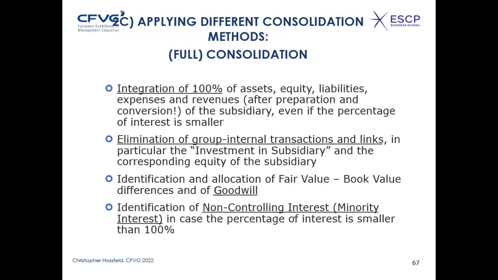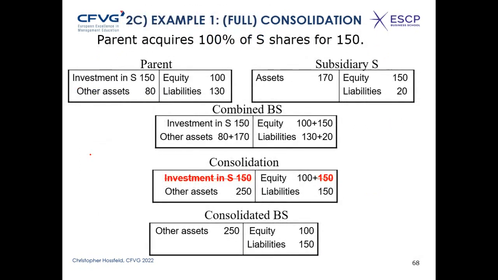Okay, so what does consolidation mean? So here again, we talk about accounting consolidation. That is only necessary in a stock acquisition type business combination, not in the other case. So basically, in the full consolidation that I do, I have integration of 100% of the subsidiary numbers and I have elimination of group internal transactions. So these are the two main parts of the consolidation. All right. So let's see how this works in this very first case here.